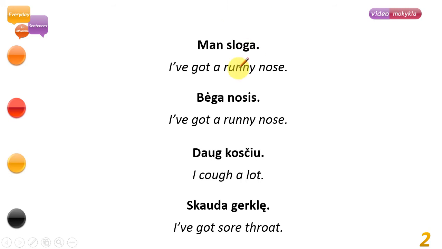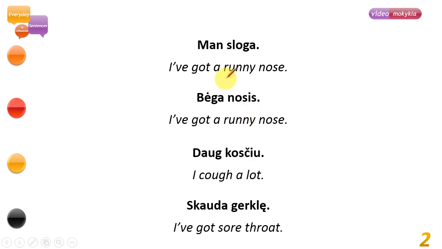But you can have it when you cannot breathe. There's nothing running out of the nose, but you cannot breathe. So you can also use man sloga. For me, it is a runny nose, or rhinitis or something like this in Latin. I'm not sure what's the name of this illness. So we say, for me, it is sloga. Even when nothing's running out of your nose, but you can hardly breathe, there's something in your nose.